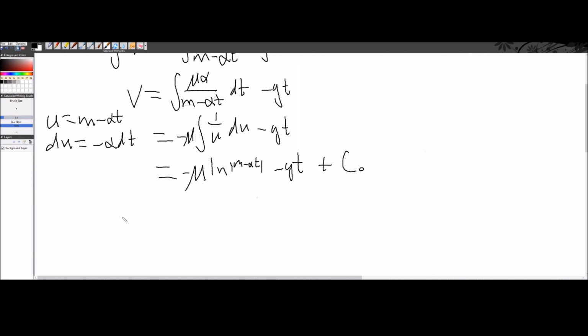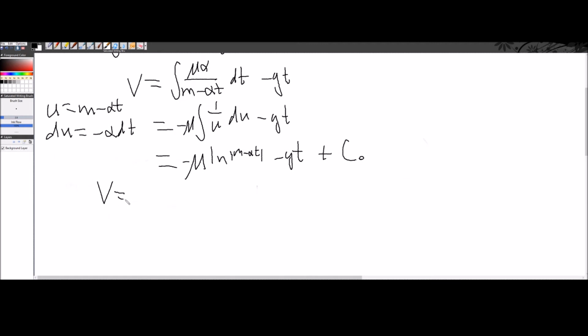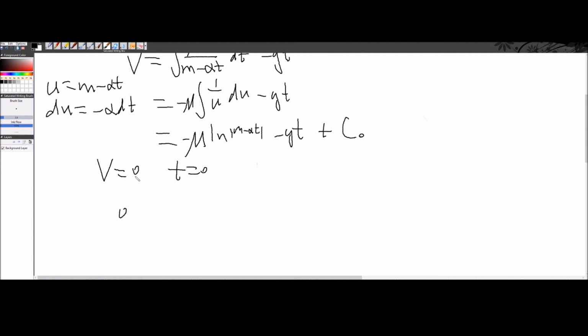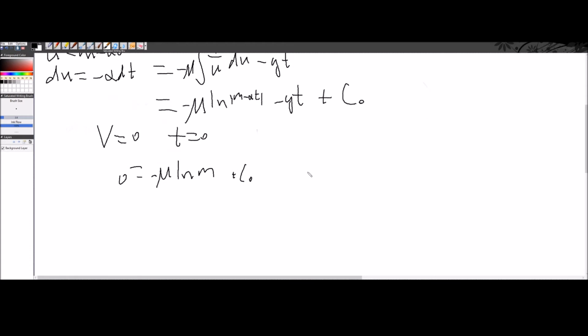So we know at t equals 0, v equals 0. So you get 0, v0 equals negative mu ln (m minus alpha t) at t = 0, plus c naught. So ln m minus g times 0 plus c naught. c naught is equal to 0, right? So you find that c naught is actually just equal to, put that over there, negative sign, cancel out, mu ln m.